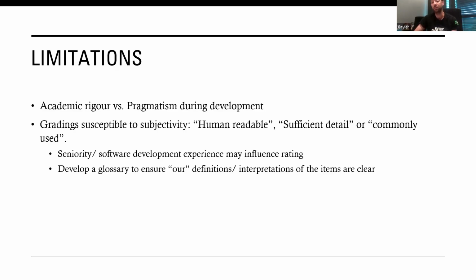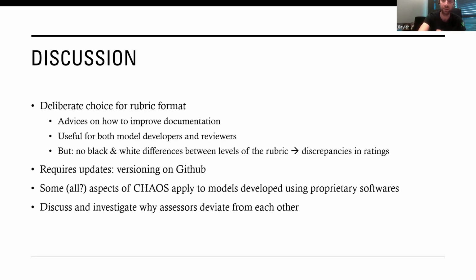One solution could be to have a glossary of our definitions of these terms to ensure that users of the checklist use our definitions and use the checklist as we intend. We chose the rubric format to also encourage people to improve their open source practices. So if they see that when developing their model they are at basic level, they always have an idea of, oh, but I can improve in this way.